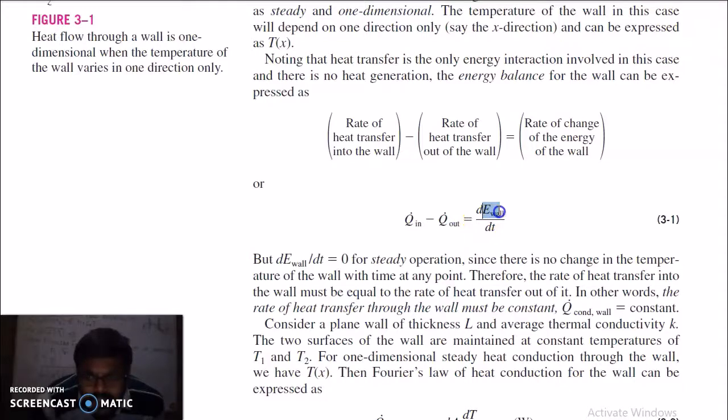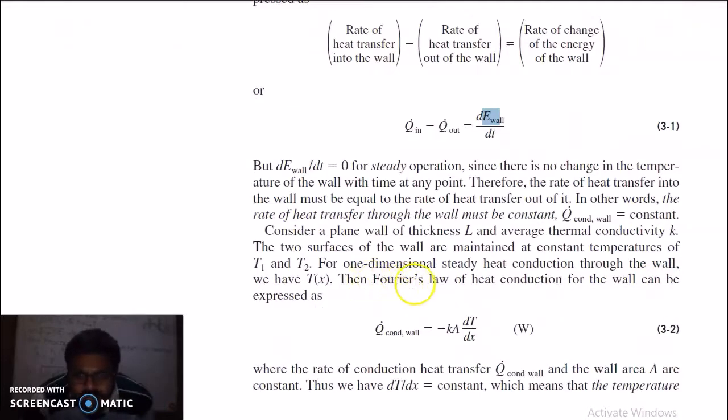Therefore, the rate of heat transfer into the wall must be equal to the rate of heat transfer out of it. In other words, the rate of heat transfer through the wall must be constant, Q_wall is equal to constant, which is expressed by the Fourier law, where A is the area of the wall, dT/dx is the temperature gradient.